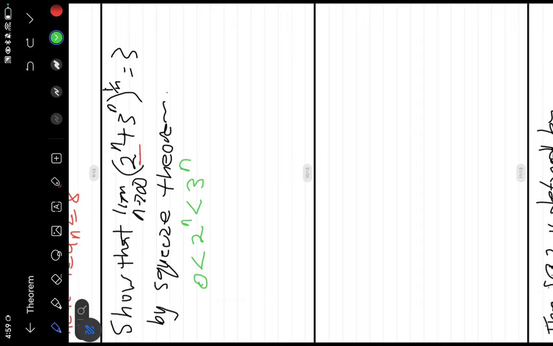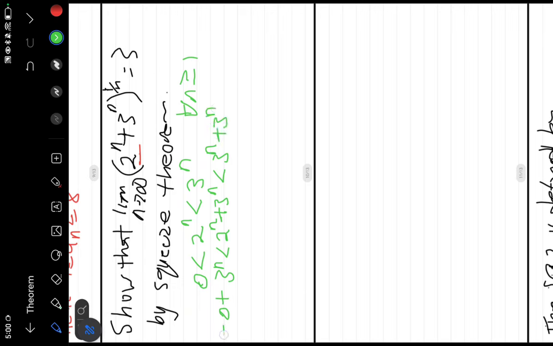Then since we have this, now we're going to say for all n greater than or equal to 1, we need to change this middle part to be the same as the left and right hand side. So I'm not supposed to add 2, I'm adding 3^n, I need 3^n. 3^n is less than 2^n + 3^n, which is less than 3^n + 3^n.